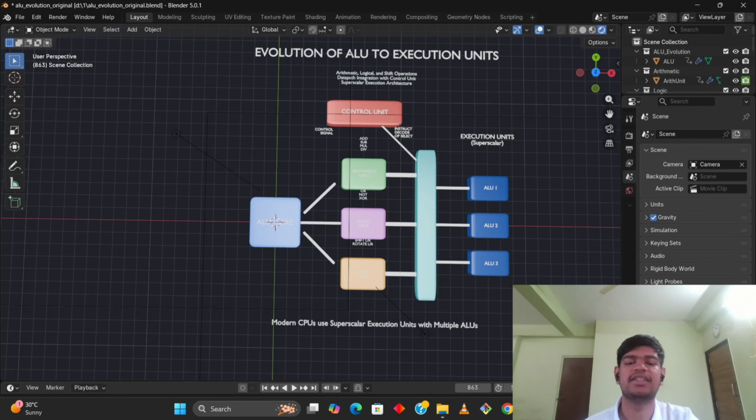Ultimately, what began as a bottlenecked monolithic block has transformed into a masterclass of parallel engineering. By breaking the ALU into specialized arithmetic, logical, and shift units and coordinating them with a continuous pipelined data flow, modern processors achieve the astronomical speeds we rely on every single day.